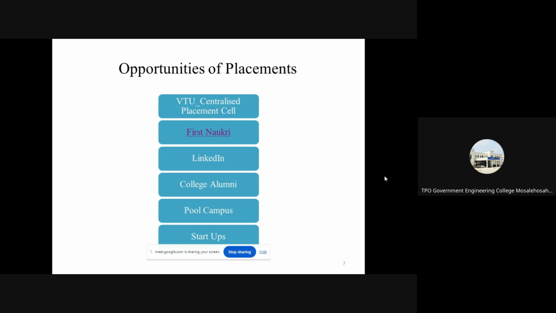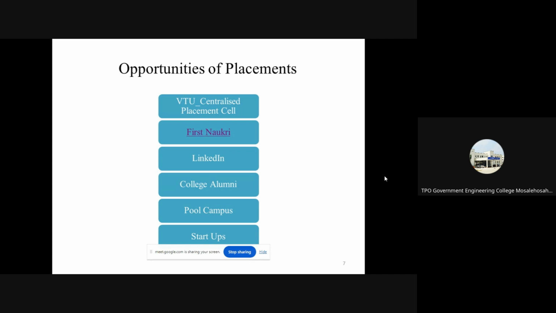The other one is First Naukri. This is a portal specifically for freshers. There are a lot of initiatives there. There are webinars, free courses, and self-assessment programs in First Naukri, which should be taken care of and used by the students.